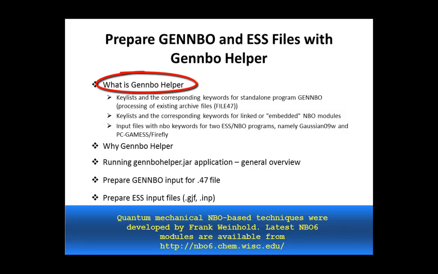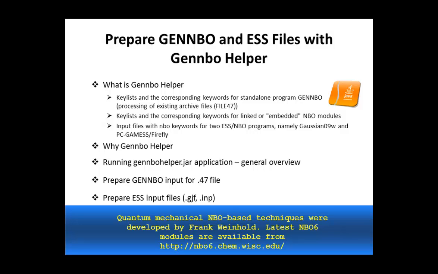So what is GenNBO Helper? GenNBO Helper is a Java-based application which offers a simple way of generating keylists and the corresponding keywords for the standalone program GenNBO, which processes existing archive files, so-called files .47. Furthermore, GenNBO Helper generates keylists and the corresponding keywords for linked or embedded NBO modules.